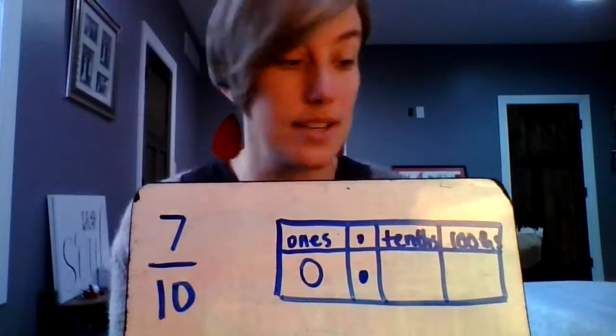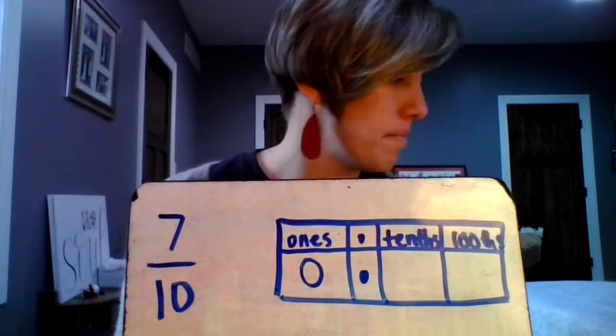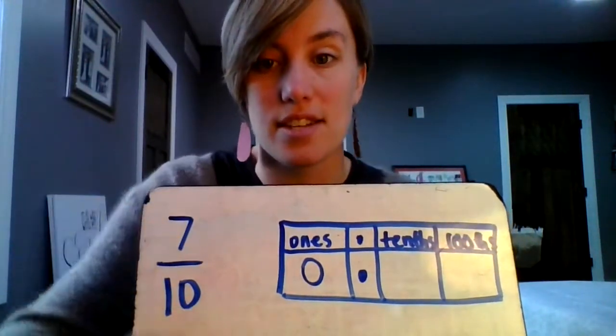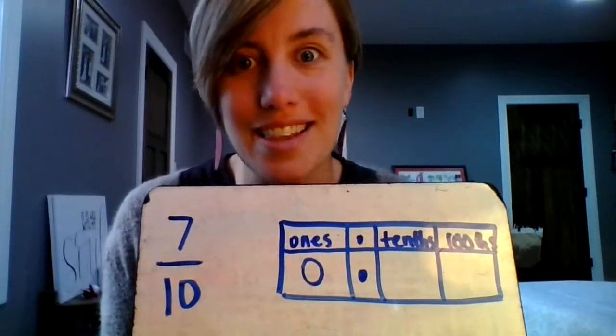Now, you have 0 ones, okay? Because you have 0 whole things. One thing is a whole thing. You do not have any whole things, so you have a 0 in the ones place. In this story, he has 7/10. 7/10. You guys have been saying that all along. Hope that this is reading to you as being easier than you thought it was going to be.